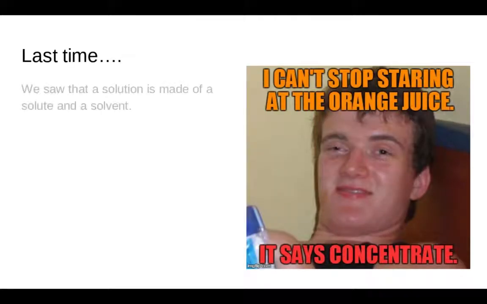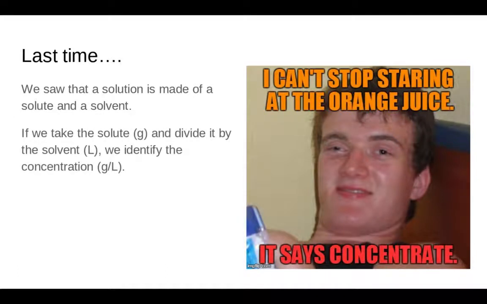So last time we saw that a solution is made of a solute and a solvent. Remember, the solute was usually something solid and the solvent was usually the liquid component. For example, in seawater, water in the ocean, the solute would be salt and the solvent would be water. Okay? So if we take that solute and divide it by the solvent, we identify the concentration. And we were using the measurement grams per liter.